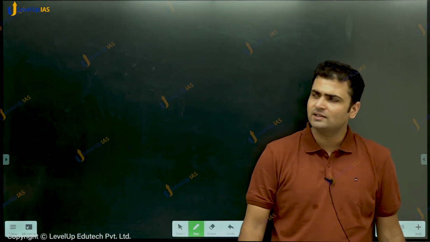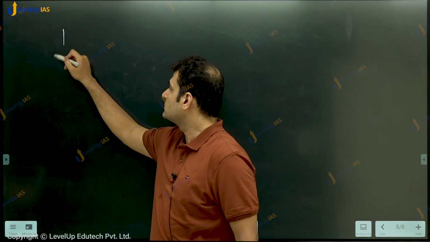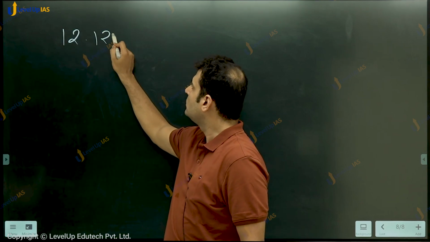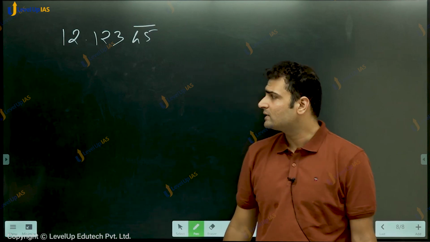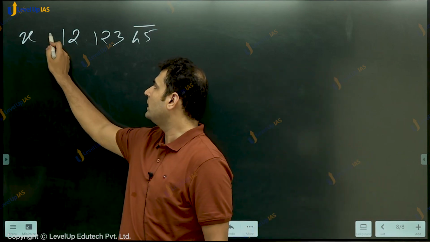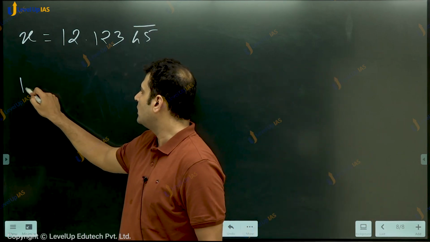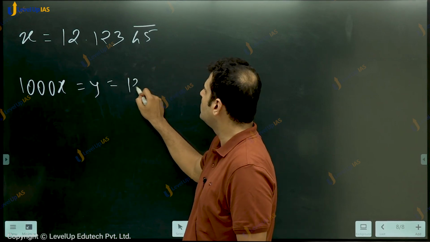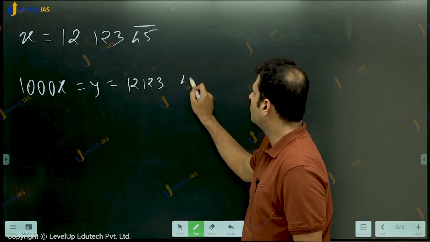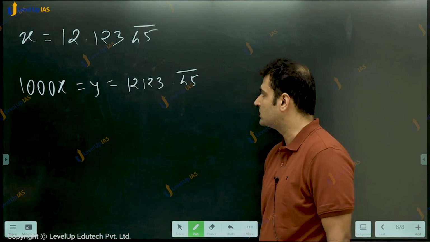And the last thing is, सब कुछ है इसमें. For example, 12.123 and then 45 is repeating. Fine, ऐसा कुछ है तो क्या करेंगे, we'll call it x. We'll firstly multiply it by 1000x and let us call it y. We will get 12123.45 bar. अब हमें पता है इसके साथ काम कैसे करना है.